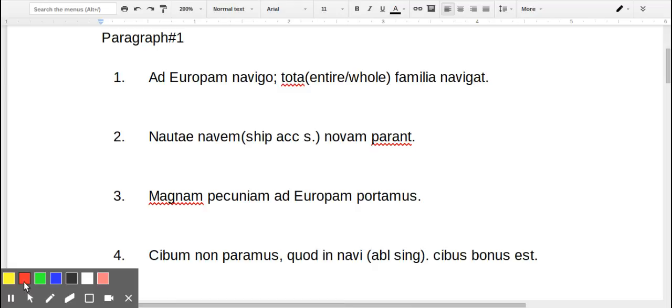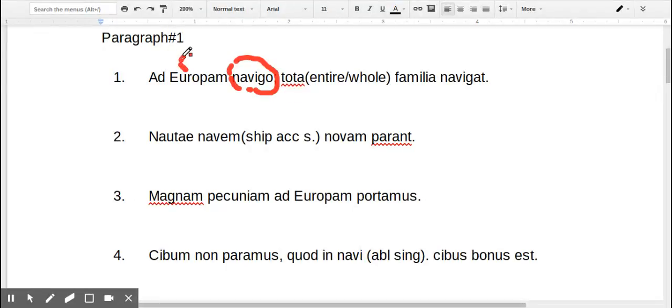So I'm going to start helping with this story. So first sentence, Ad Europam navigo, tota familia navigat. The first thing I do is identify the verb, navigo. And so that says, I sail. And where do I sail? I sail to Europe. That's an accusative.